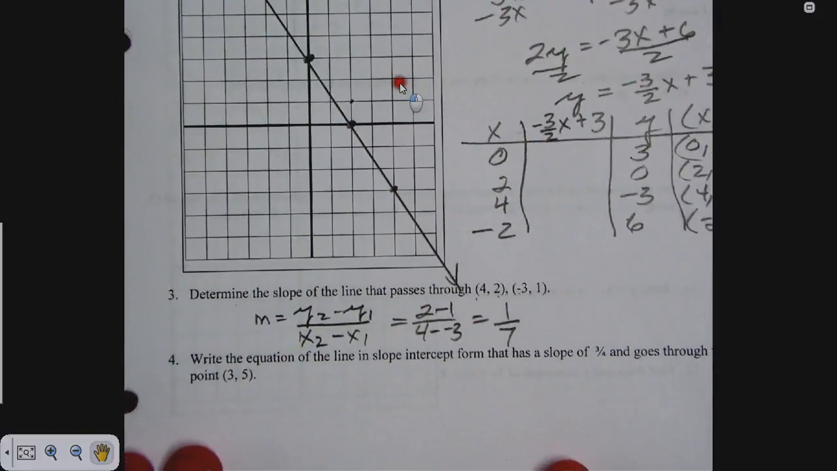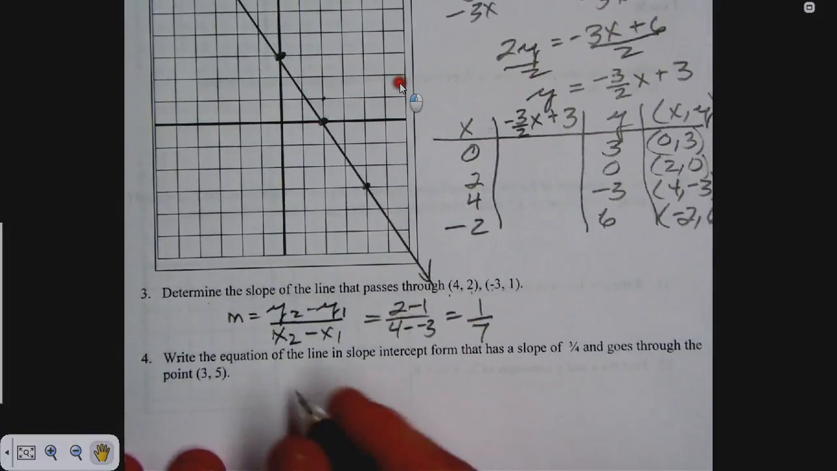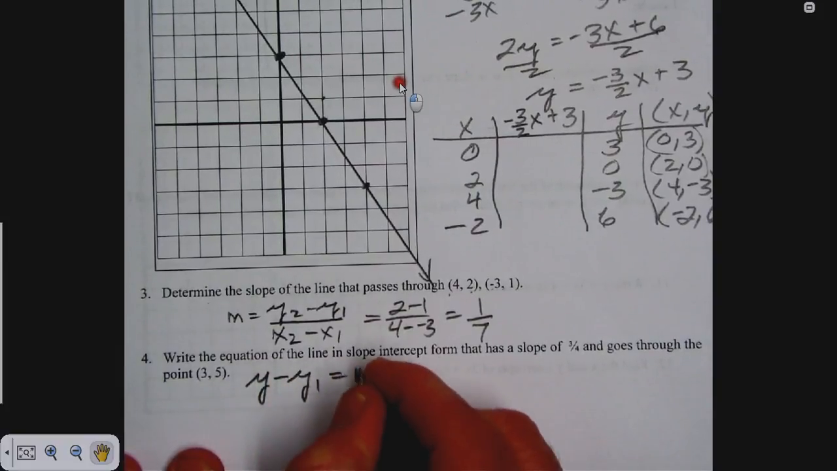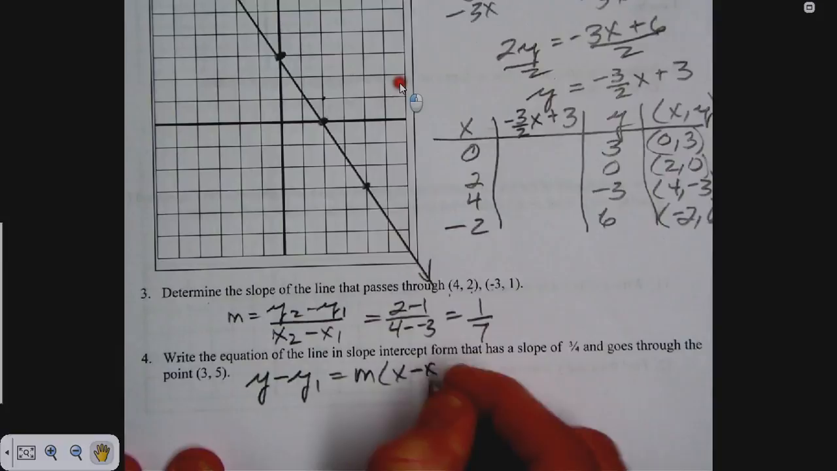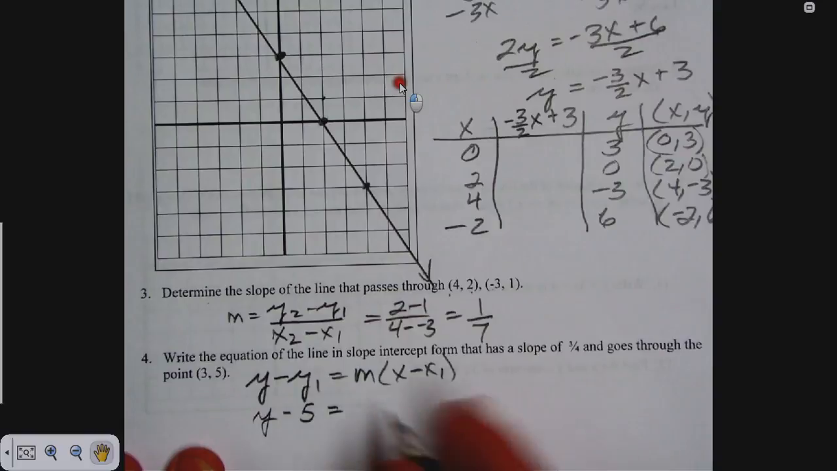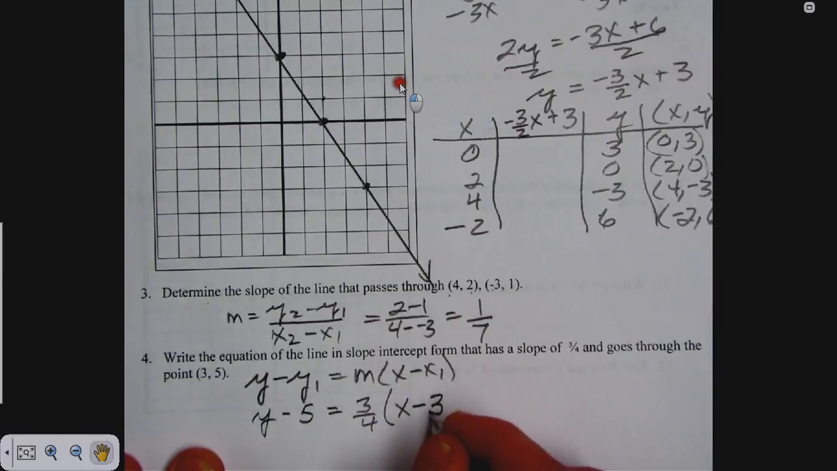Write the equation of the line in slope-intercept form that has a slope of 3/4 and goes through this point. Best way is to put this in point-slope form. That's point-slope form. Slope is 3/4 and this point. So we go y minus 5, the y value, is equal to 3/4 x minus 5. No, x minus 3, I'm sorry.